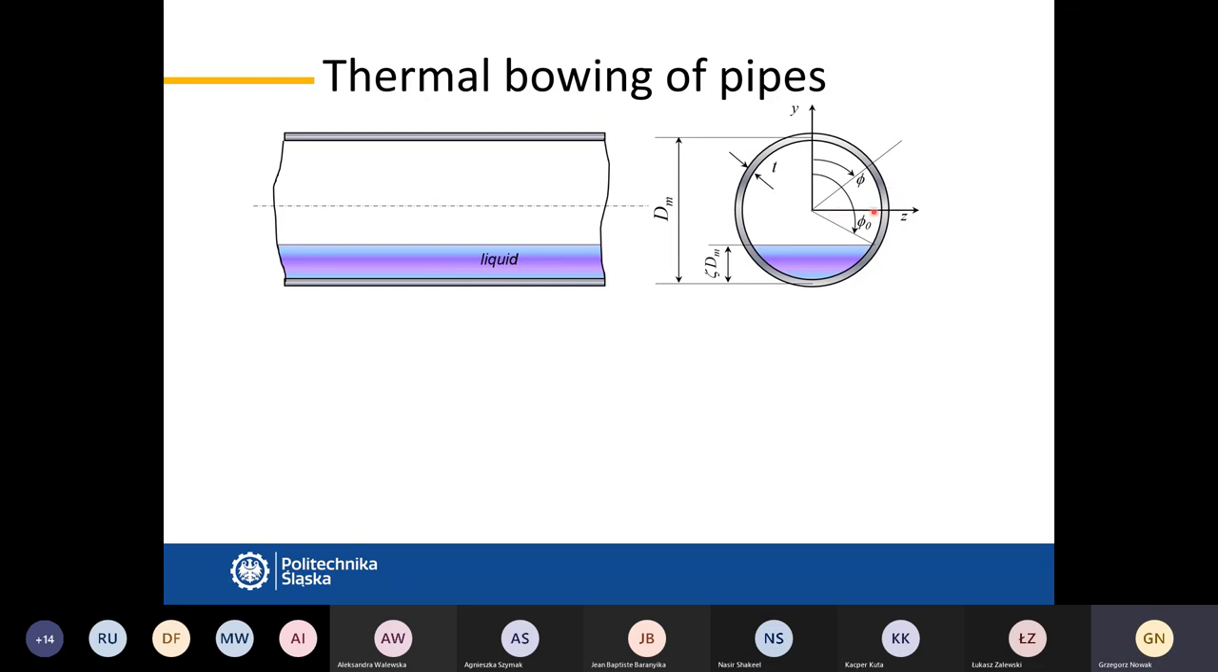You can also see here phi zero, angle phi zero, which shows us the angle to what level the liquid is present in the pipe. We can also, so the nominal diameter of the pipe, as you see here, is the external diameter minus the wall thickness, or the internal diameter plus the thickness.